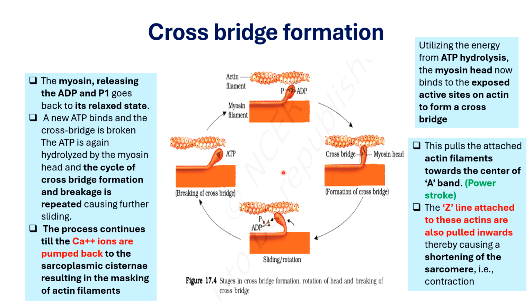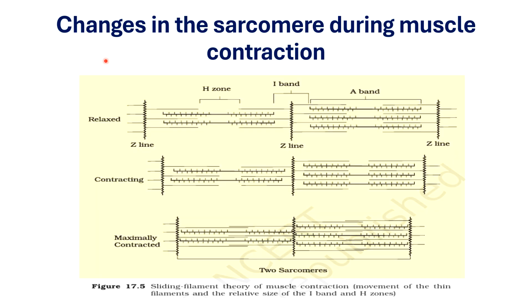And until what time does the cycle repeat? The process continues till the calcium 2 plus ions are pumped back to the sarcoplasmic cisternae. As long as all the calcium 2 plus ions are not pushed back to the endoplasmic reticulum, the process continues in a cyclic manner. ATP is hydrolyzed, again the cross bridge is formed, and then again the ADP and phosphate are released, again a new ATP molecule is attached, and the process continues. Clear about it? So we looked into what happens in the cross bridge formation.